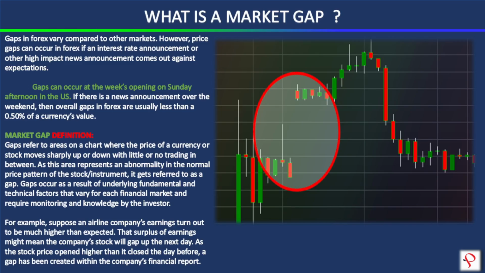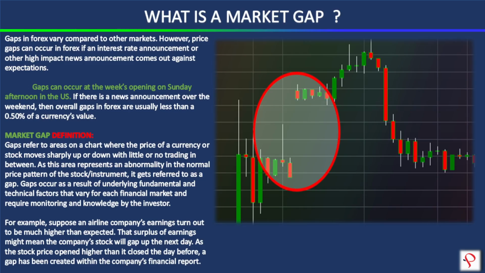against expectation. Gaps can occur at the week's opening on Sunday afternoon in the US, which is around 10 p.m. Nigerian time, if there is a news announcement over the weekend. Overall, gaps in Forex are usually less than 0.5% of a currency's value. So gap refers to areas on a chart where the price of a currency or stocks moves sharply up or down with little or no trading in between.